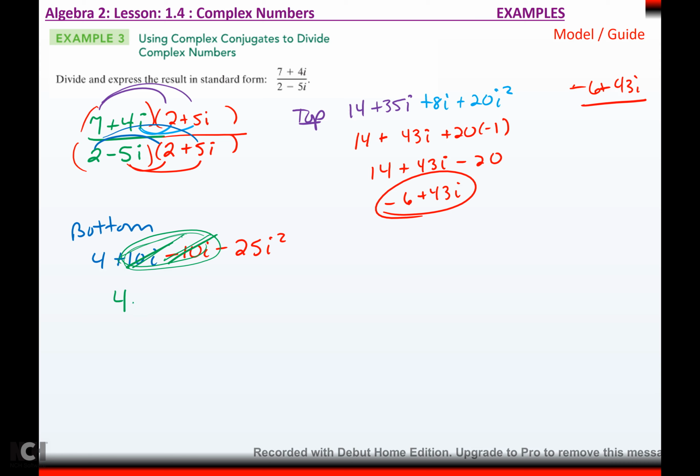So that leaves me with 4 minus 25 times a negative 1, which gives me 4 plus 25, which gives me 29. So my answer is negative 6 plus 43i all over 29. And it is rationalized.